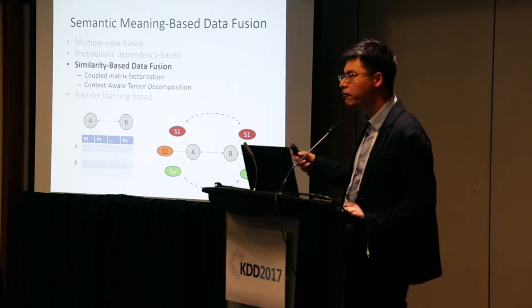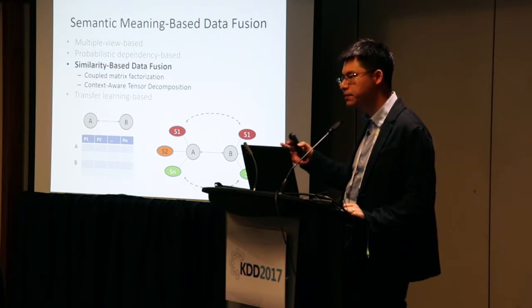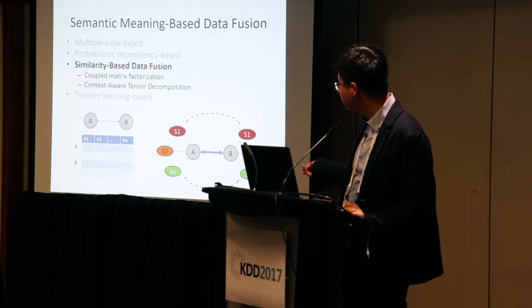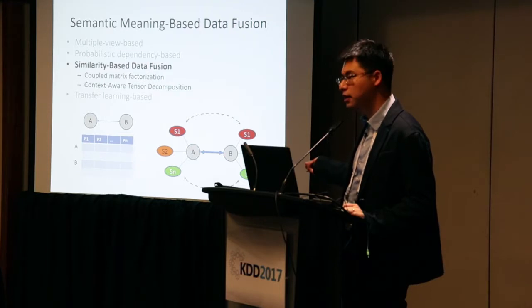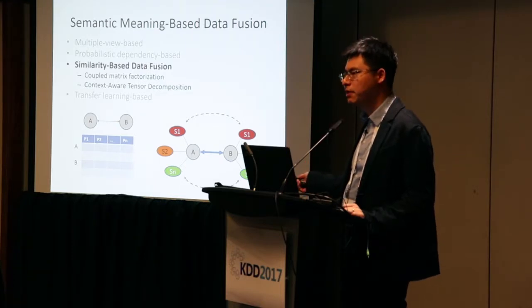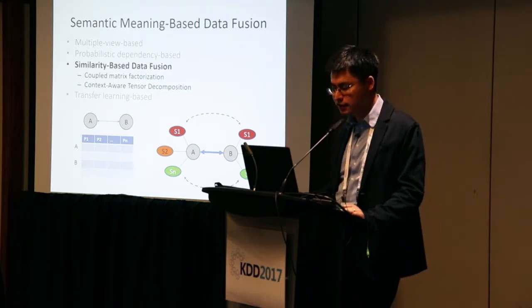Once we have multiple similarities between each pair of data sets, we can reinforce the correlation between the two objects. And the reinforced correlation between the objects can in turn enforce the similarity between the two data sets. Let me give you one example.